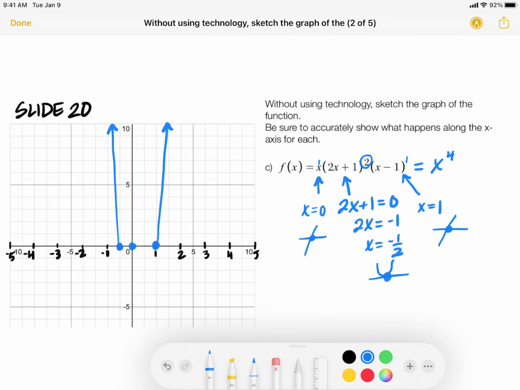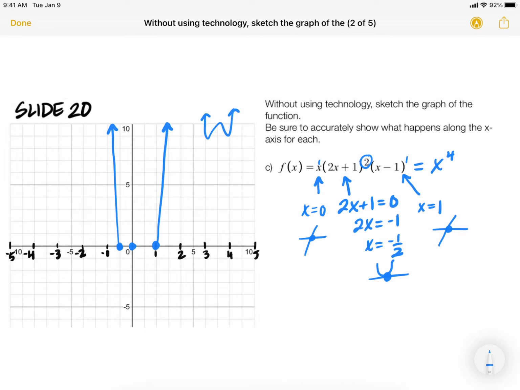So I have everything I need to graph now. I know which direction everything needs to go in. That quartic tells me it has to be up and up. I know what to do at each x-intercept. The first x-intercept, as we indicated, is going to pass straight through. The second x-intercept is going to bounce off or make kind of a parabola type shape. And the last x-intercept is going to pass straight through.